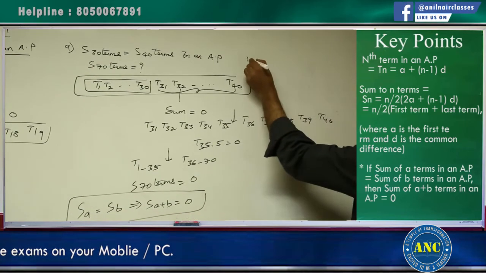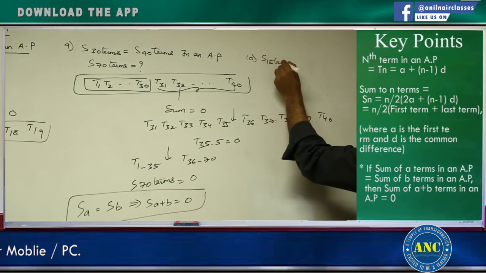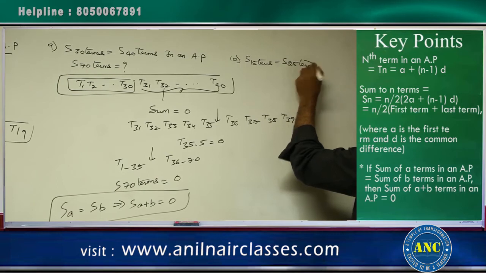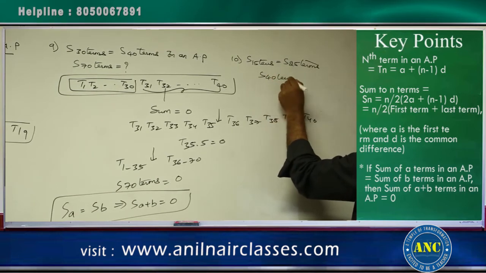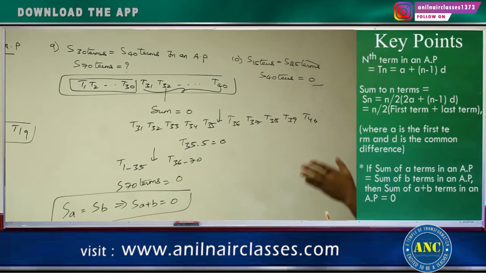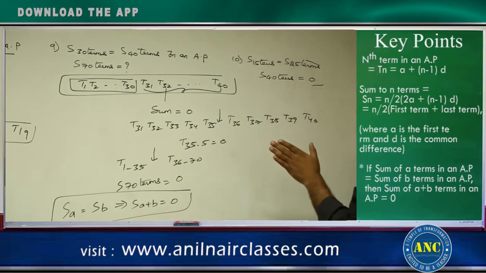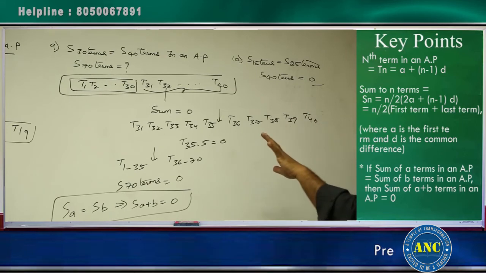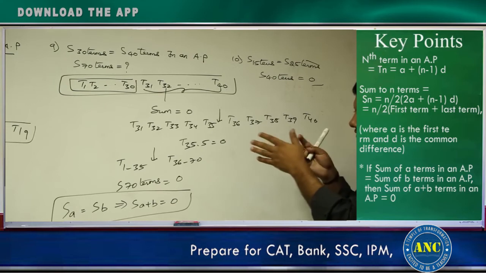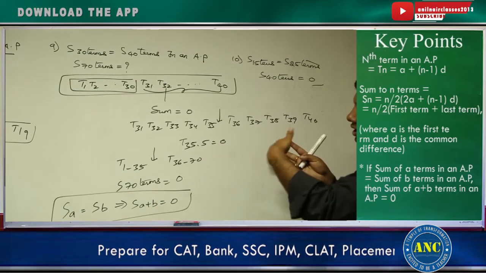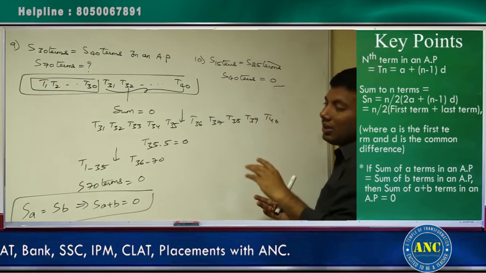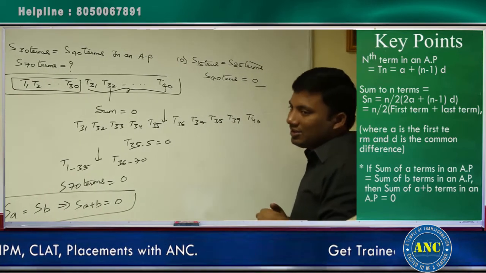Now, hold on, try to solve this question orally. Sum of 15 terms is equivalent to the sum of 25 terms. What is the sum of 40 terms? 0. Yes or no? Why 0? Explanation: 15 terms equivalent to 25 terms, so the last 10 terms sum is 0. 10 terms means 5 to the left, 5 to the right. 5 to the left is 20 here, right? So 40 terms means 20 to the left, 20 to the right. T20.5 is 0.